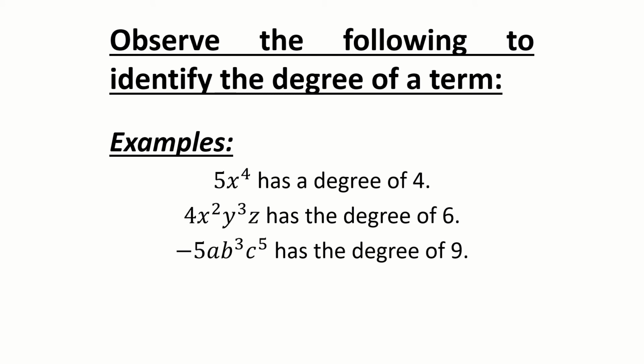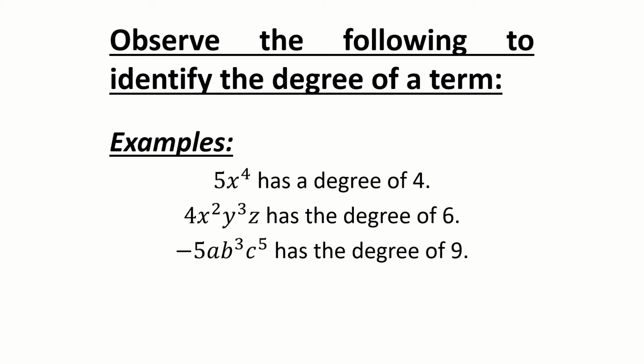So this is one way to determine the degree of just a term. So we'll just have one term first. If we have a monomial 5x to the power of 4, the degree is 4. If we have the monomial 4x squared y cubed z, that's a monomial and it has a degree of 6. And if it is negative 5ab cubed c to the power of 5, it has a degree of 9.